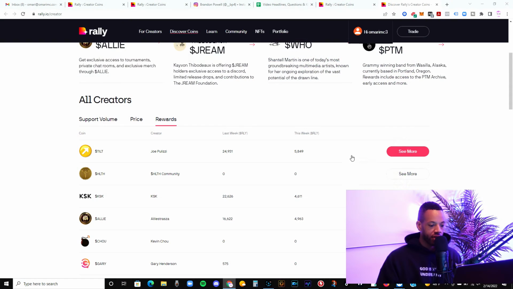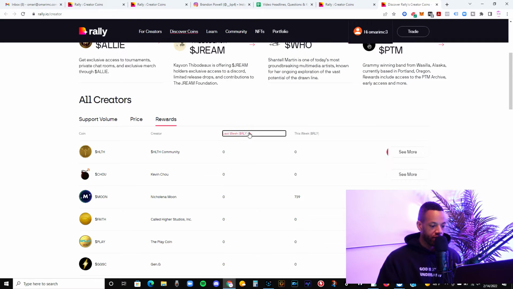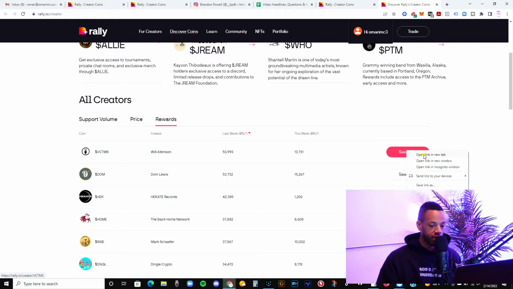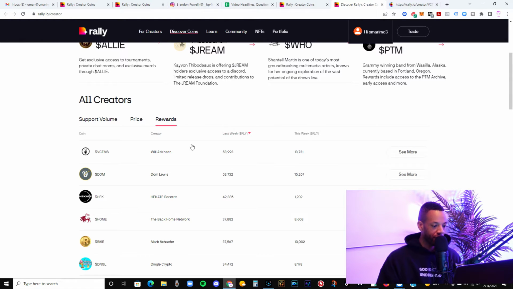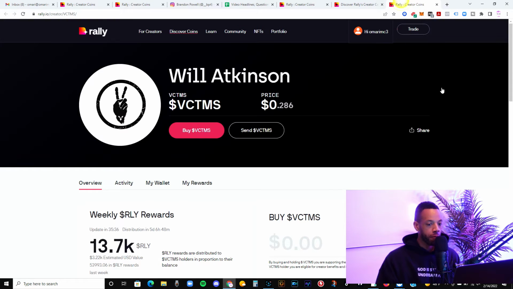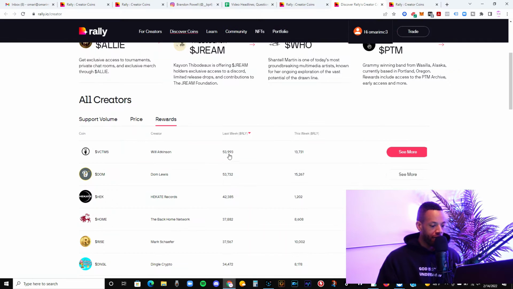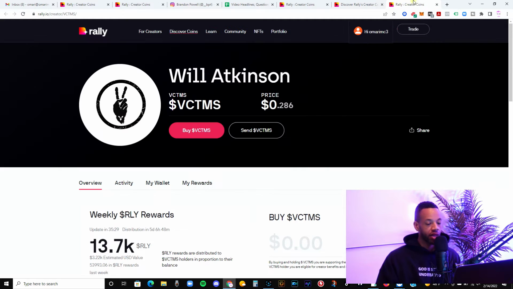So what is an engaged community? Let's look at one. Let's go to last week, and we're going to look at VCTMS. They were on top of the rewards leaderboard last week. I just scrolled down from Discover Coins, clicked the rewards button, and then you can change this menu option to look at the leader for last week or who's leading so far this week. We see they got about 54,000 Rally rewards for their whole coin last week.